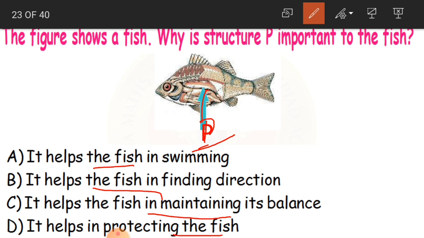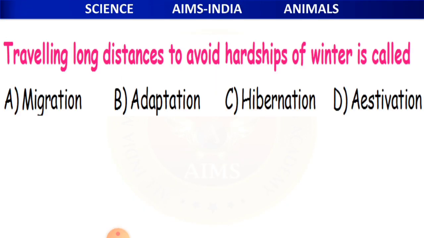That is the tail fin. That is like the muscles. So the muscles of the tail fin are going to help the fish in finding the direction. Clear, children? Now, traveling long distances to avoid hardships of winter is called.